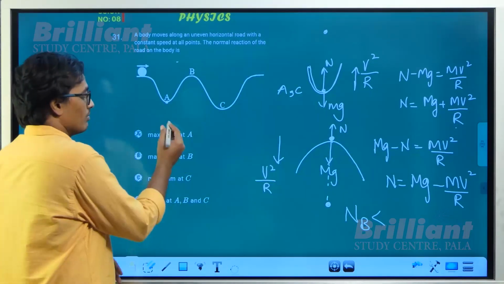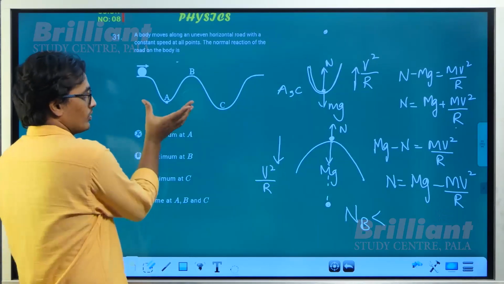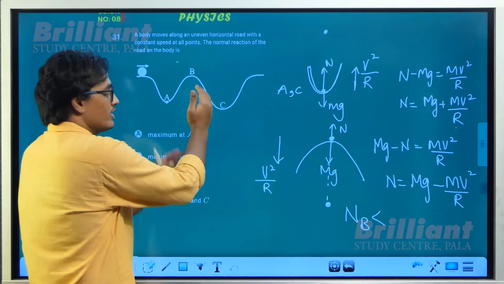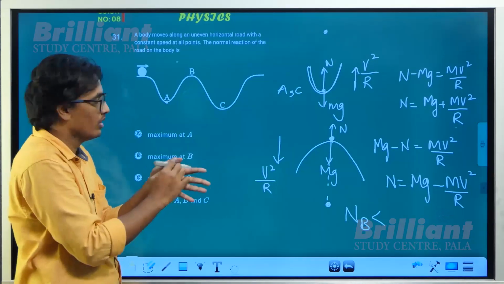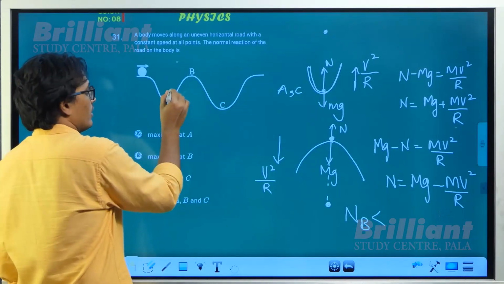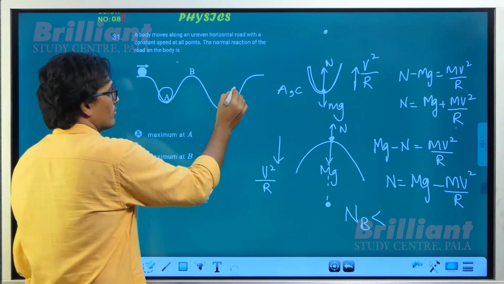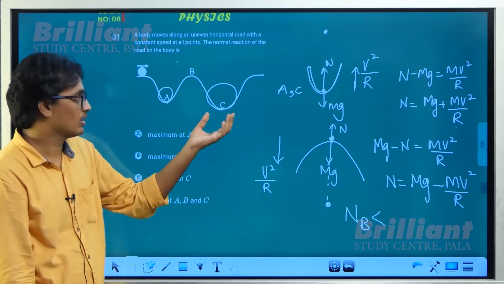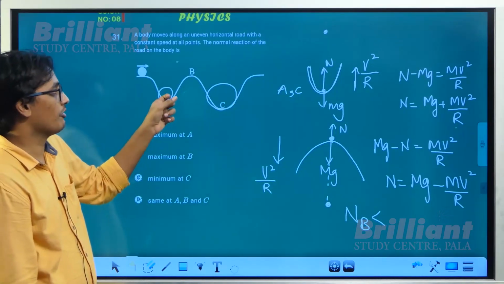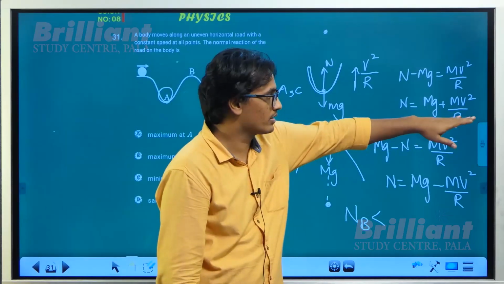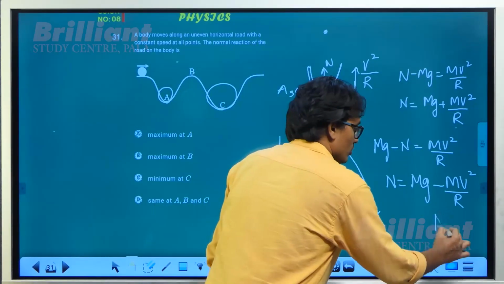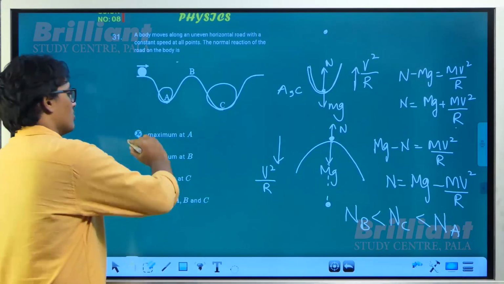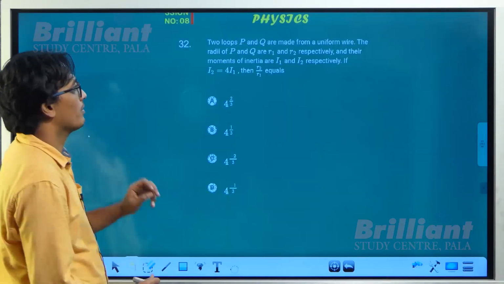Now if you look at this diagram, A is more curved than C. C is a little bit flatter compared to A. So the radius of A will be less. This is the circle of A. This one is the circle of C. C is flatter than A. So the radius of A is less. If the radius of A is less, NA will be more. So NA is the maximum, NC is in between. So maximum at A.